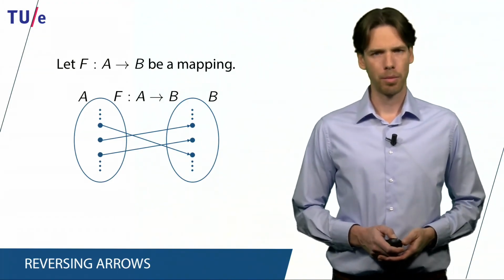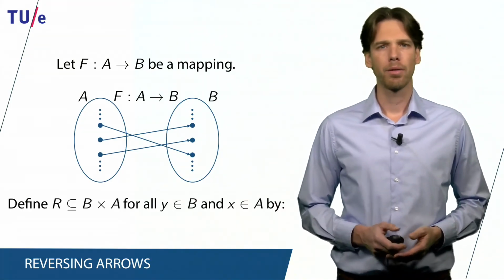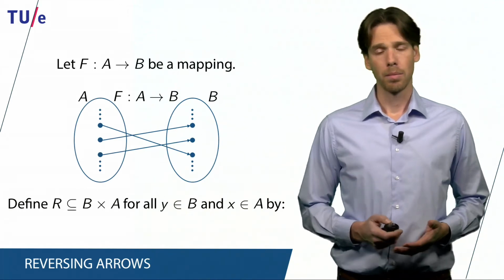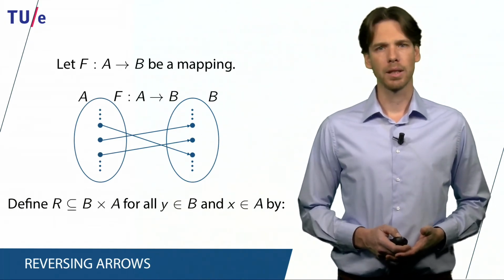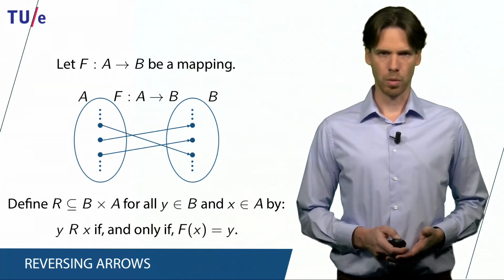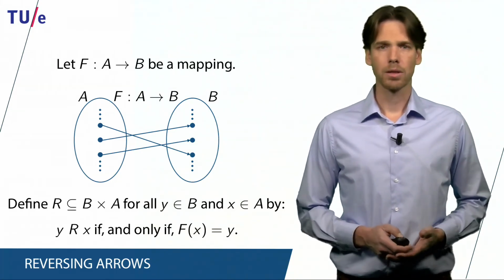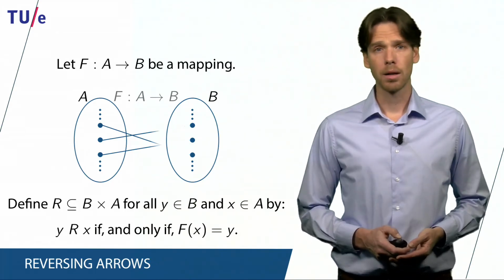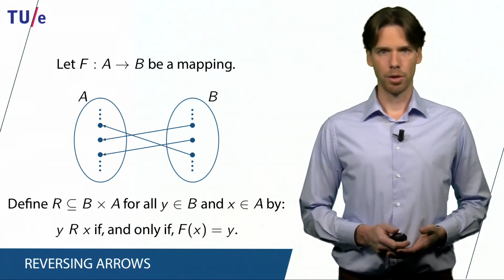Suppose that f is a mapping from A to B, then we can define a relation R from B to A, stating that for all y in B and x in A, y is related to x by R if and only if f of x is equal to y. Note that we obtain the arrow graph of R from the arrow graph of f by reversing the arrows.